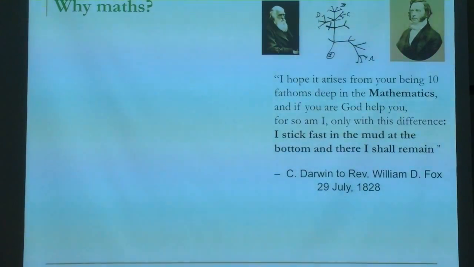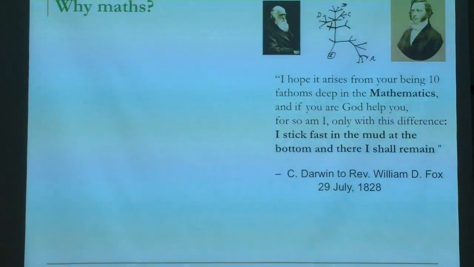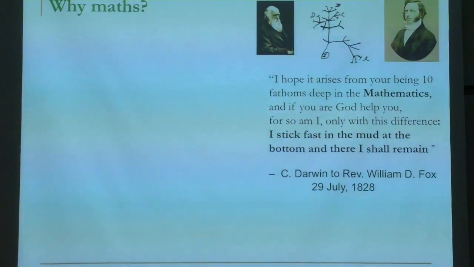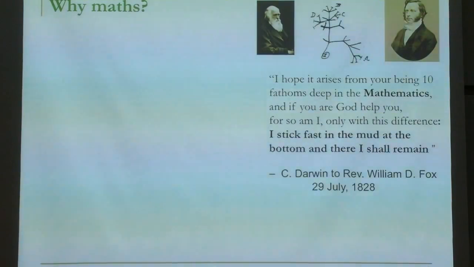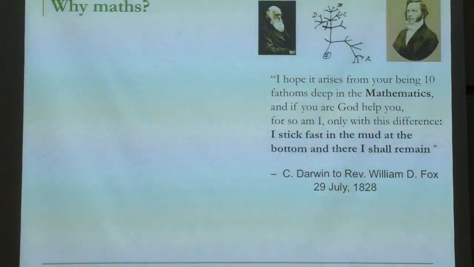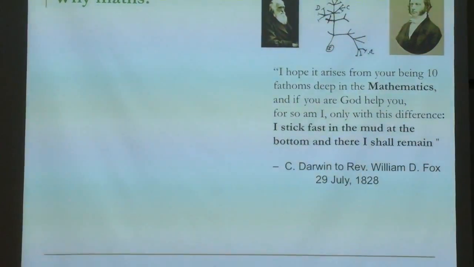What about Darwin? Well, Darwin studied maths, but he didn't really like it. He got a letter from his colleague Fox, who was having some problems at the time, and he replied, "I hope it arises from your being 10 fathoms deep in the mathematics, and if you are, God help you, for so am I. Only with this difference, I stick fast in the mud at the bottom, and there I shall remain." So he referred to mathematics as repugnant in one other place.